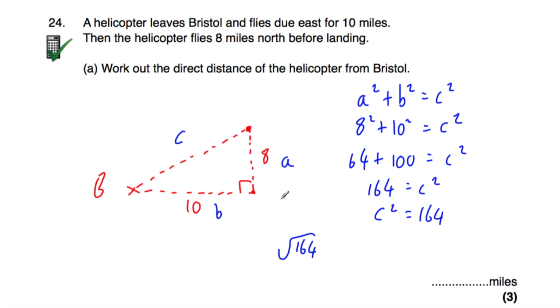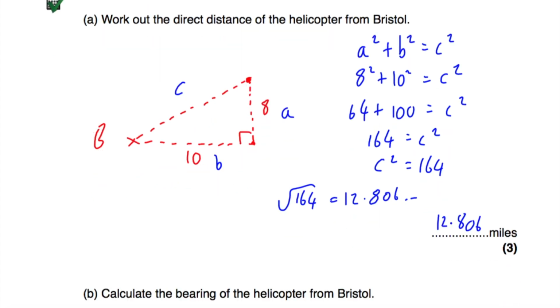And the square root of 164 is equal to 12.806 and so on miles. So 12.806 to 3 decimal places. Okay, now let's have a look at part B.